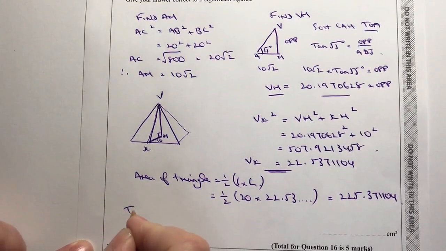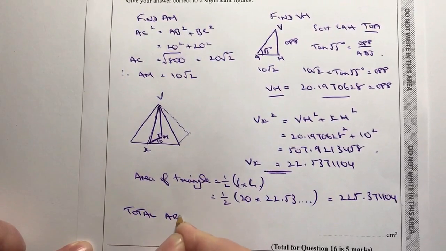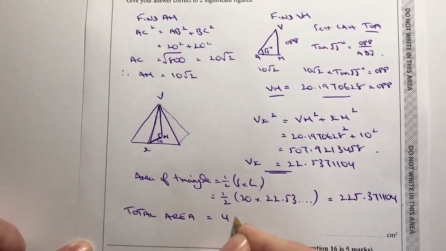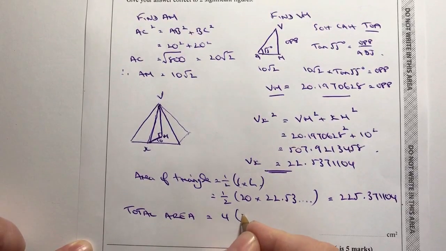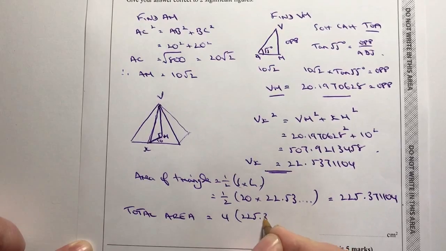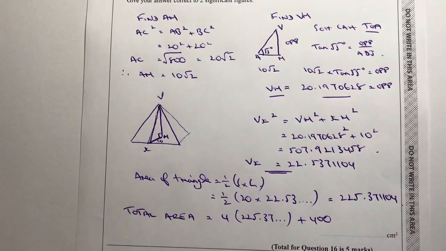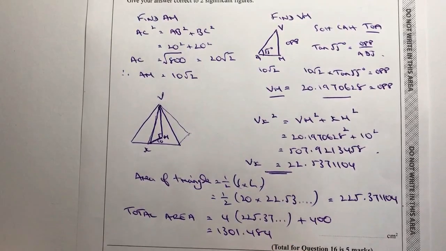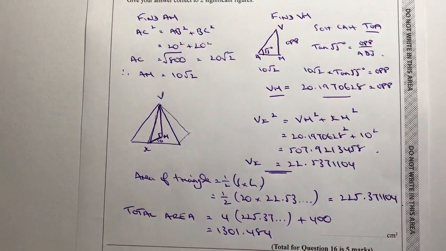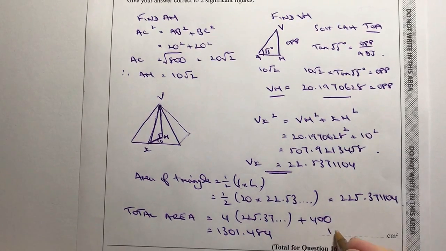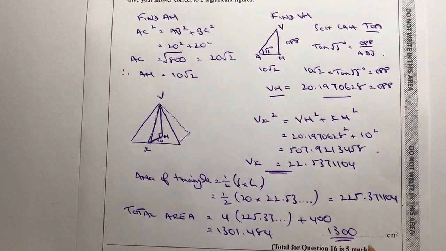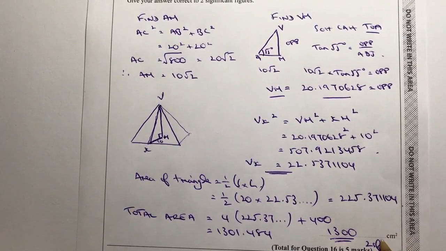So finally I can now work out the total area, and that's going to be 4, and if you want I'll put in here times 225.37... Okay, plus the 400. Okay, and when I put that into my calculator, I get 1301.484. So in order to answer the question, and again, please be very careful about reading the text, it does say correct to 2 significant figures. So correct to 2SF is going to be 1300. And if I just put a note in here, that's 2 significant figures.